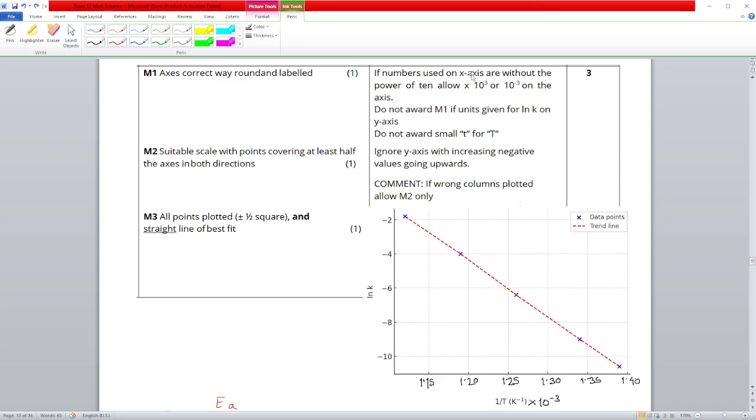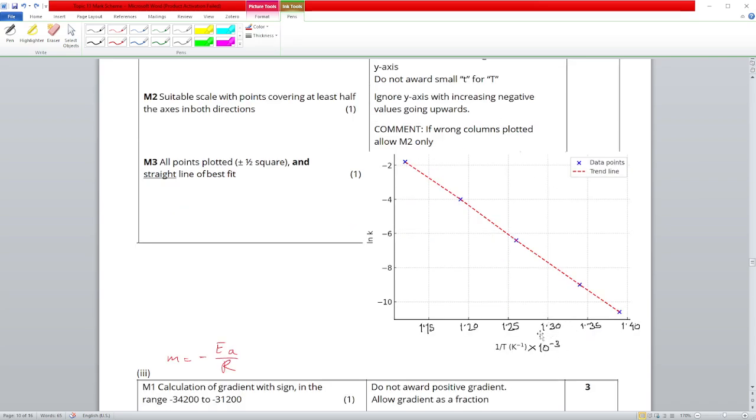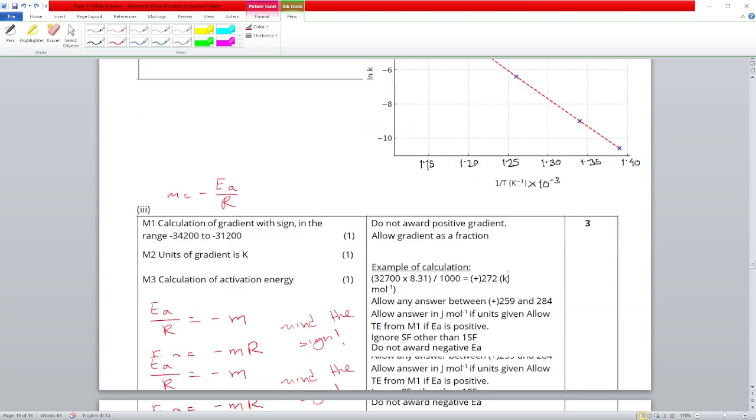If numbers used on x-axis are without the power of 10, allow 10 to the power 3 or 10 to the power -3 on the axis. So once you knock that out, you can put it on the axis, and that's fine.